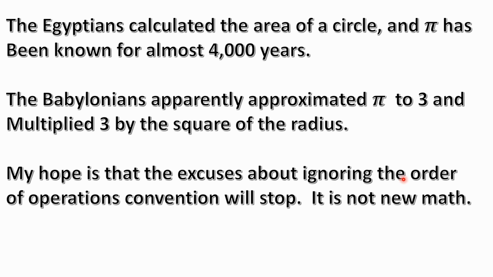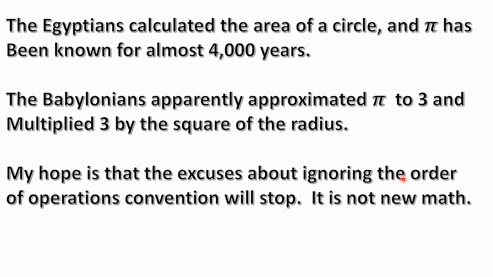Egyptians calculated the area of a circle, and pi has been known for probably 4,000 years at least. I think the Babylonians approximated pi to be 3. They didn't have it all the way out like 3.14, and so on. They had it approximated to 3, but they understood that you multiplied it by the square of the radius. So the whole point of this rant is that I'm hoping that people will just stop the excuses about this left to right nonsense.